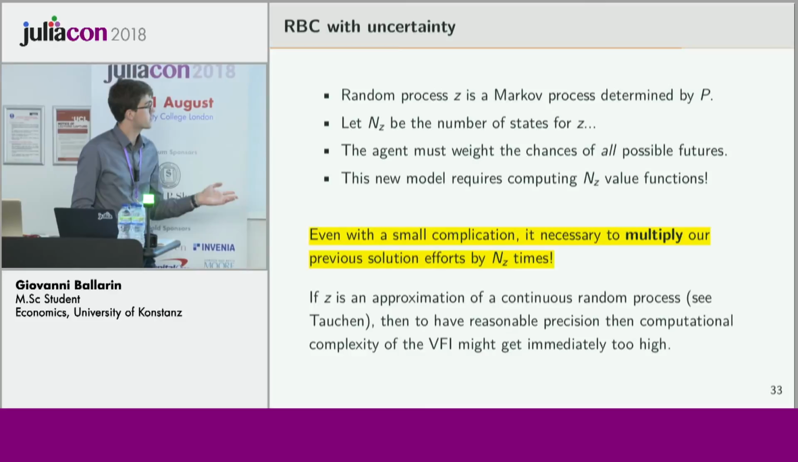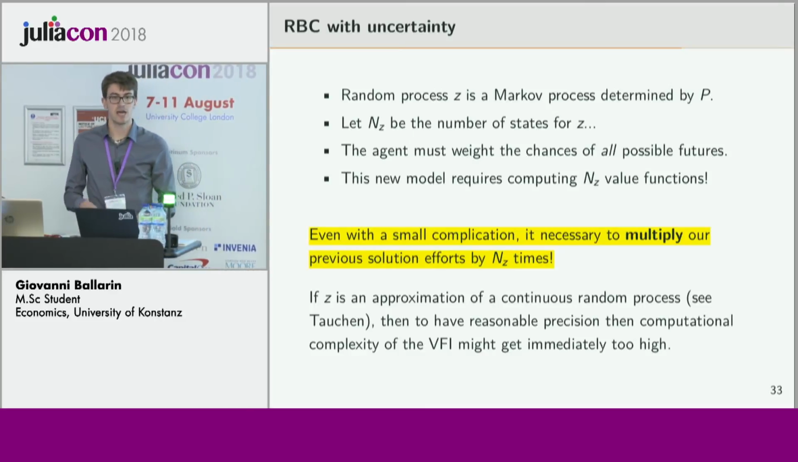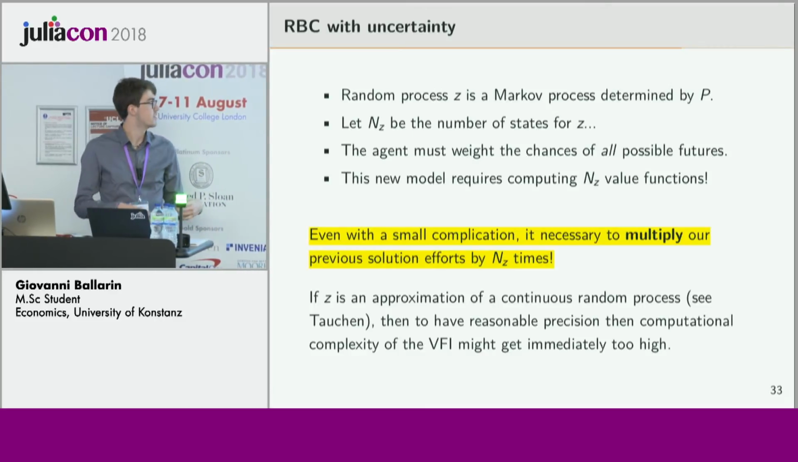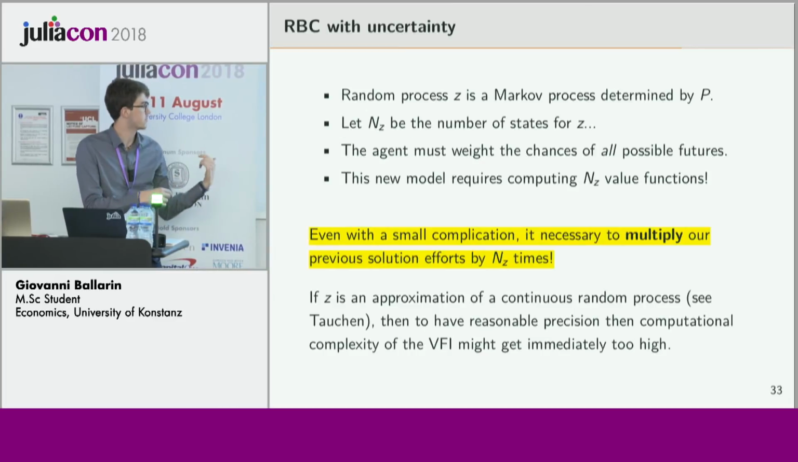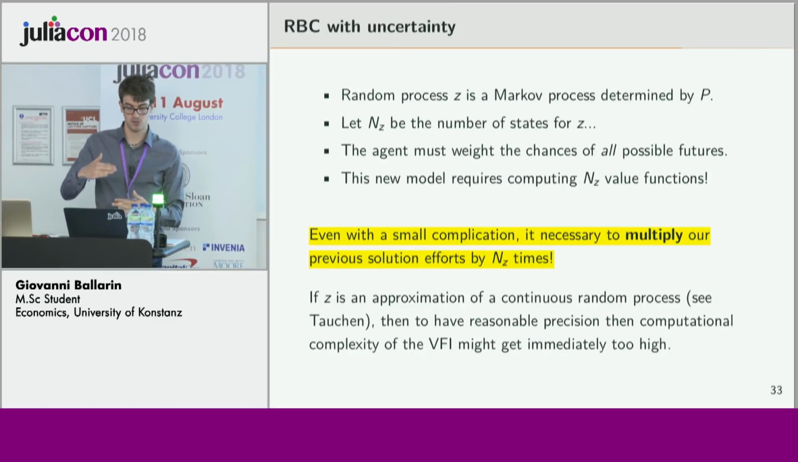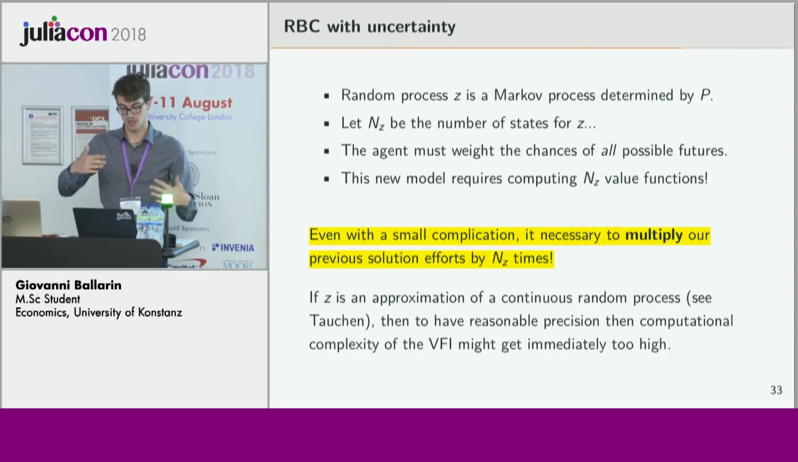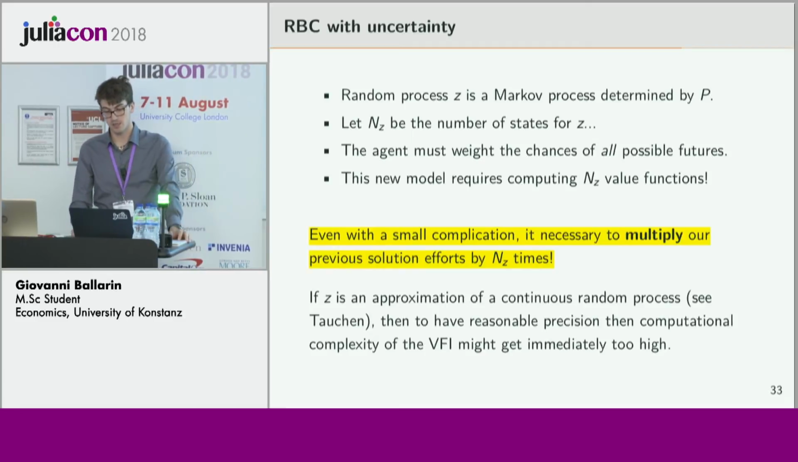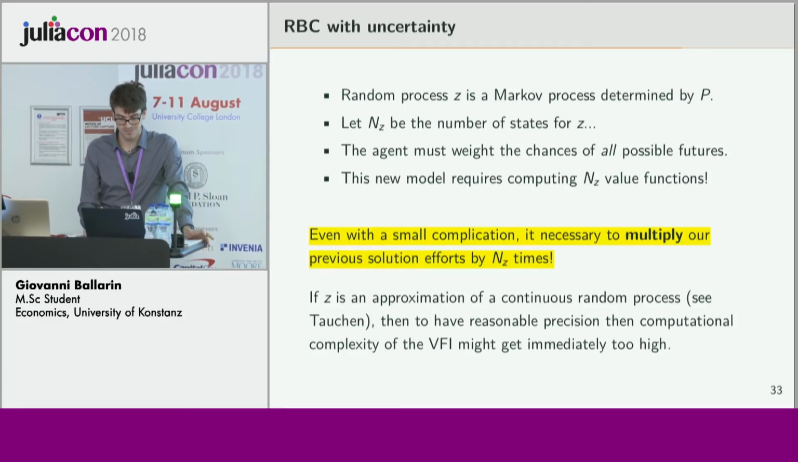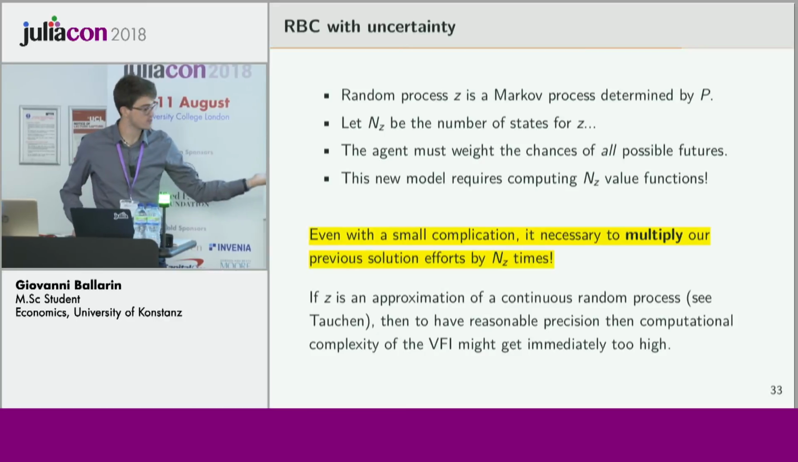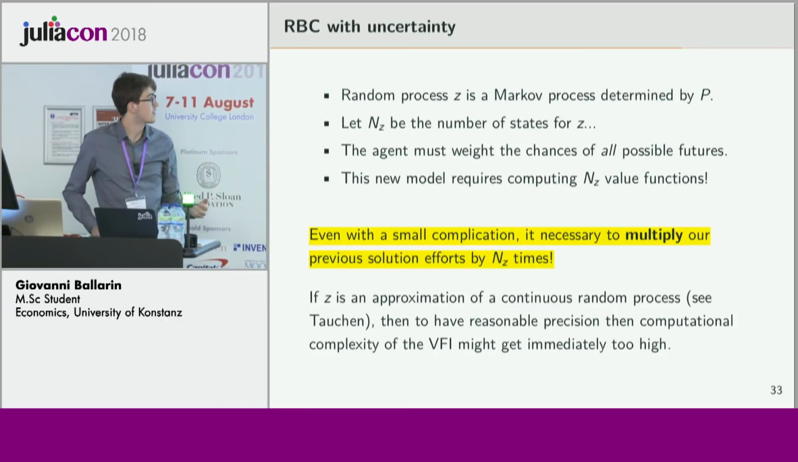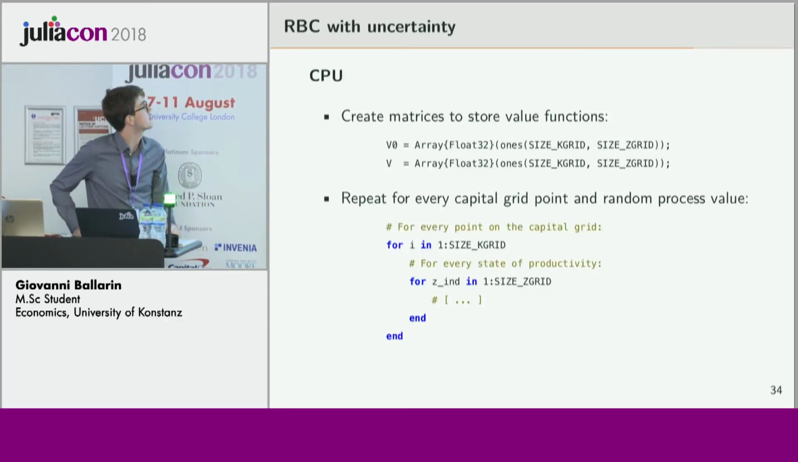So Z is an approximation. Usually you can even have 10 states. This is done with the Tauchen method, so you can approximate a continuous process by, I don't know, 10 states and a Markov matrix, but that already explodes the problem in complexity, right?